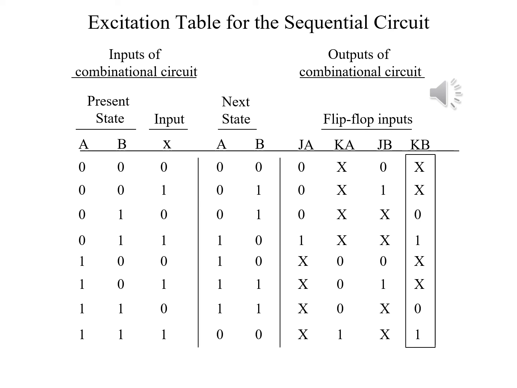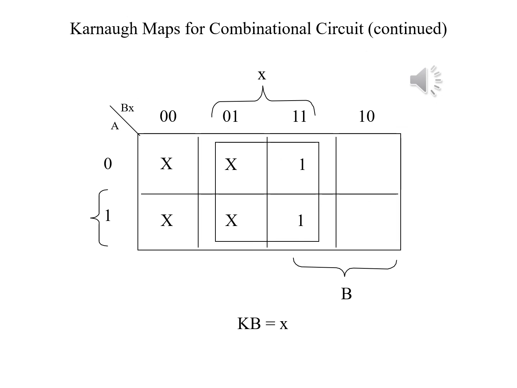For KB, we see that, again, there are 2 places where it is set equal to 1. When A is 0, B and X are both 1, and where A, B, and X are all 1. The don't care conditions here are specifically where B is 0. And in the Karnaugh map for KB, we see again that KB will equal X.